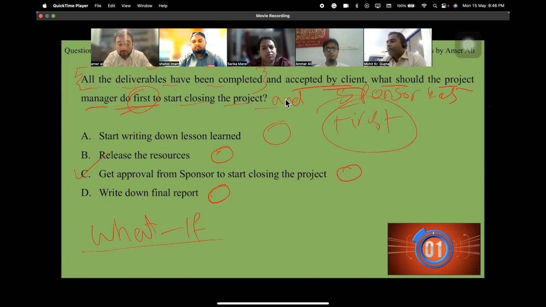Releasing the resources comes very late. We need to start writing the final report. That is the first thing. After that, we get that. Start writing the final report. If the question says that, now let me just keep on doing what-if. The final report has already been written. You are writing the final report. What will you do now? Next. What will you do next?